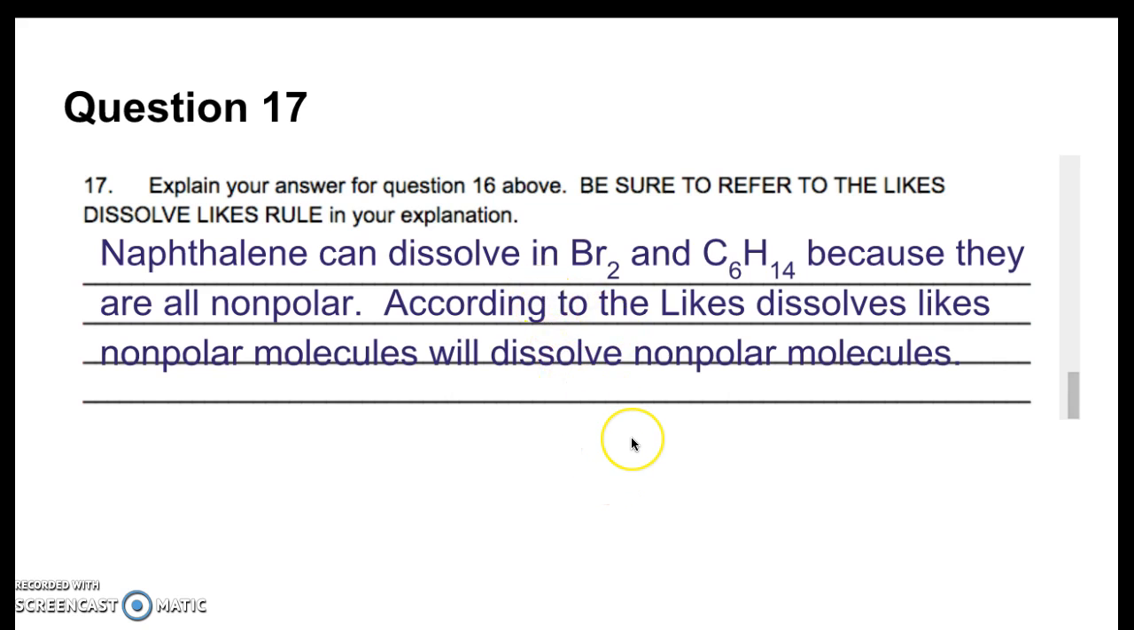I want to go over some exemplars. This is sort of modified from what students have written as exemplars.